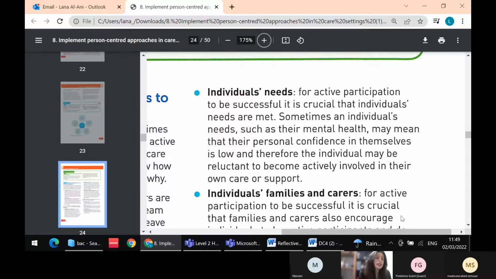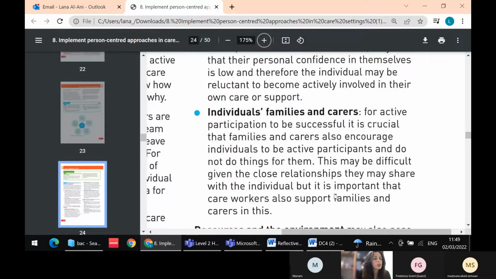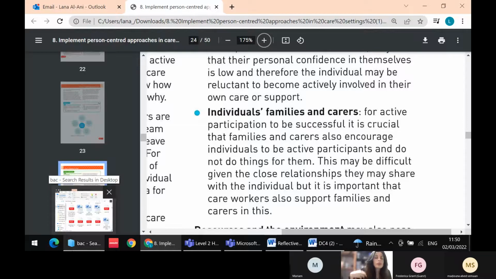Also, the individual's family and carers. For active participation to be successful, it is extremely important for the family and the carers to be part of it, to encourage that. And if they don't want to do that, this may be difficult, especially if they have a close relationship with the individuals we care for. So it's important for the care worker to have a good relationship with the families and the carers.